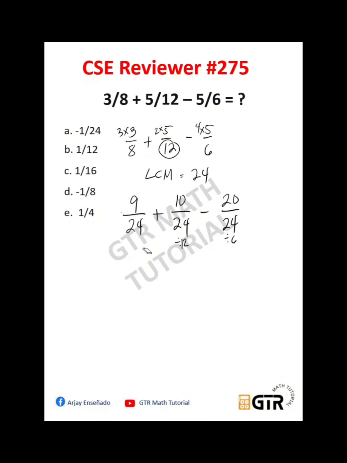So now, let's combine this. So add first and then subtract 20. 9 plus 10, we have 19 over 24 minus 20 over 24. So therefore, the final answer is, just copy the common denominator, 24. 19 minus 20 is equal to -1. So the answer is letter A, -1 over 24.